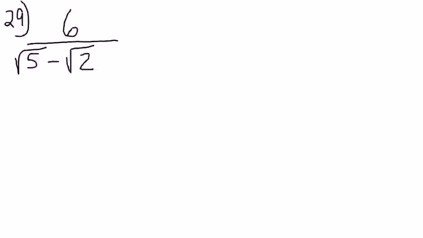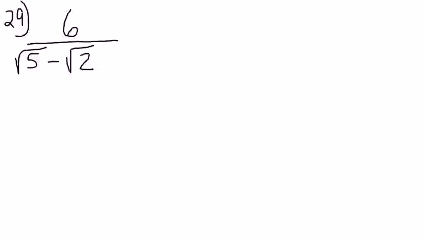This is number 29. So here now I have 6 all divided by 2 radicals that are being subtracted on the bottom. And I can't reduce root 5 minus root 2 anymore. I can't subtract those at all. But one of the rules for division with radicals is that you're not allowed a radical in the denominator of a fraction, just like you're not allowed to have a 0 in the denominator of a fraction.